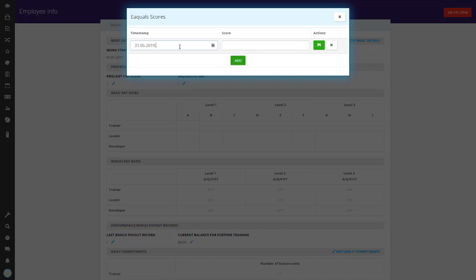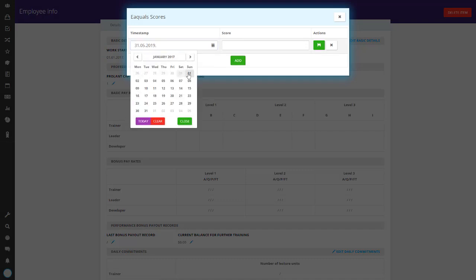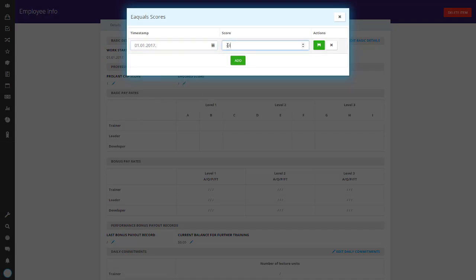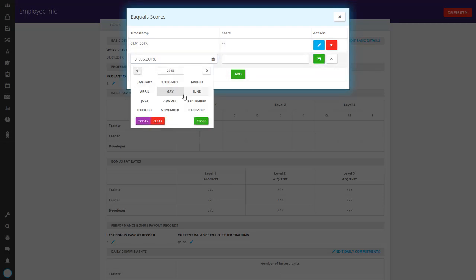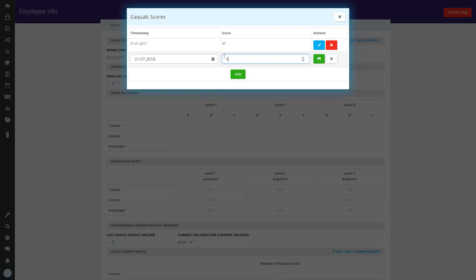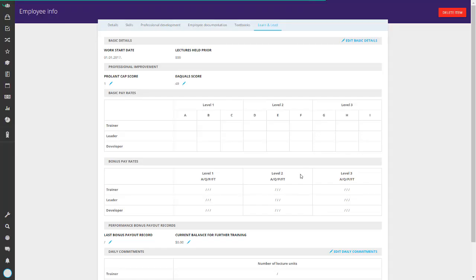We can apply the same principle for the Equal score. We can say that this trainer had an initial score of 44 when he started, and then some 18 months later progressed to an Equal score of 49. Now we can move down to inputting information about the basic pay rates.